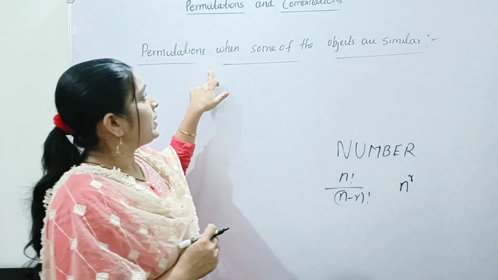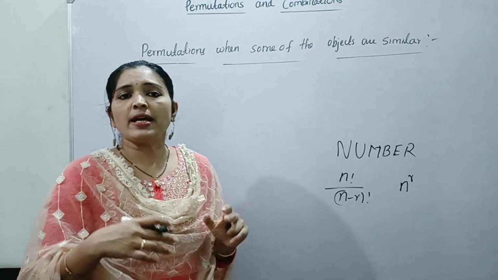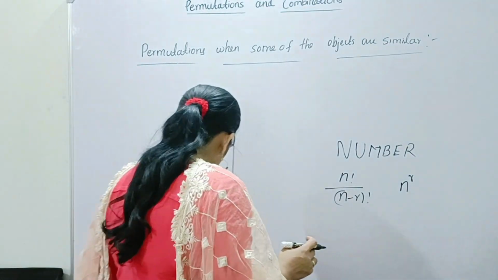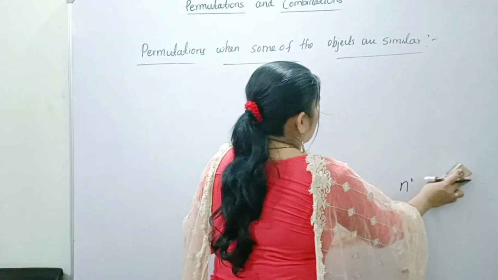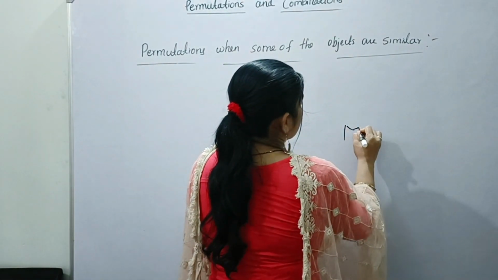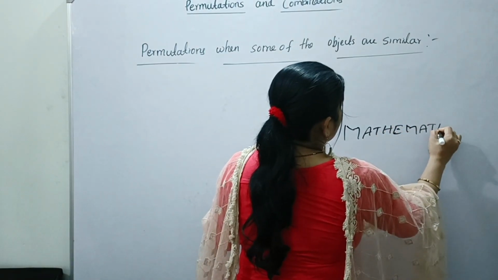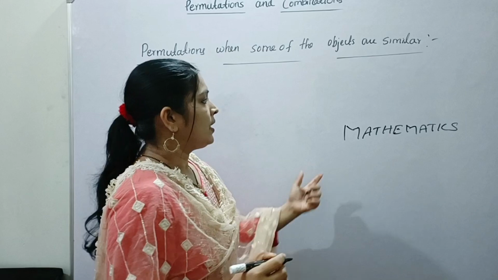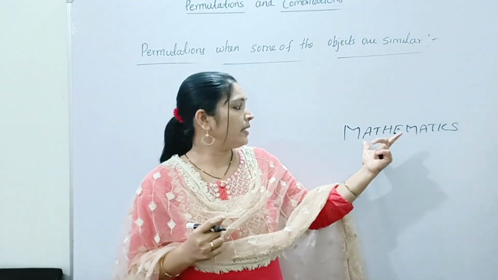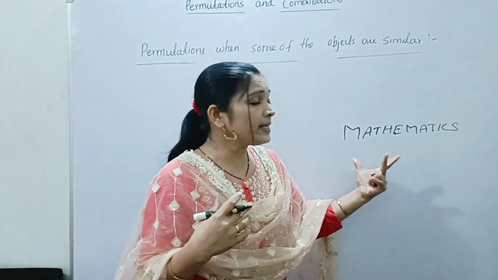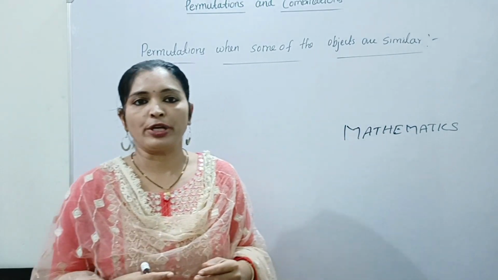Now when some of the objects are similar, what is the number of permutations? For example, take the word mathematics. Here A is repeating 2 times, and M is repeating 2 times. So in this case, what is the number of permutations?